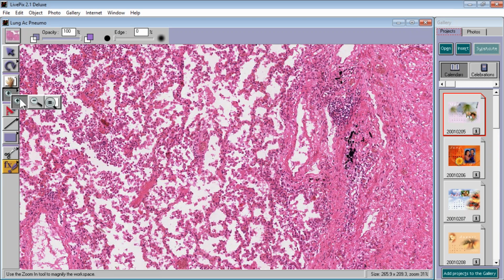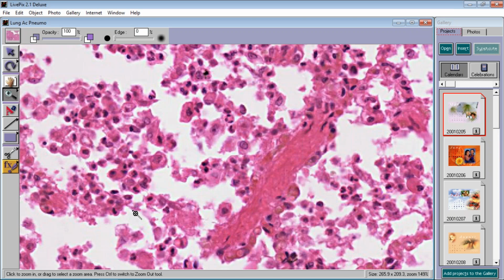Well, let's blow it up. That's why we have a microscope, okay? So I'm going to ask you, are most of these cells that you see here neutrophils or lymphocytes? Because if you say neutrophils, which is the correct answer, then you have an acute pneumonia. It's as simple as that.